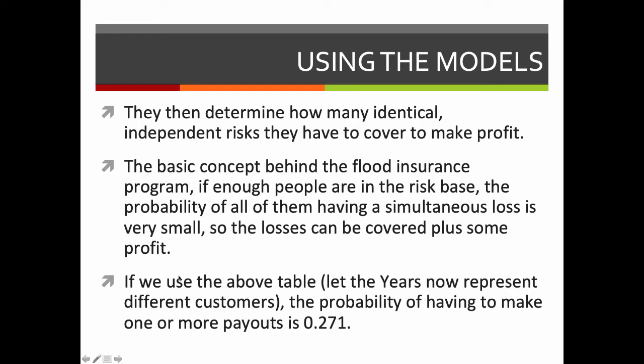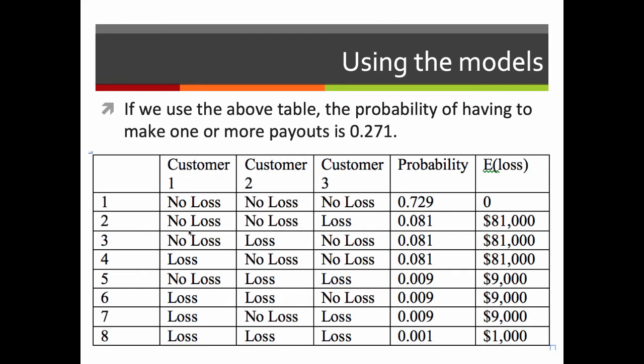If we were to use the above table, so let the years now represent different customers, the probability of having to make one or more payouts is 27%. So here we have customers 1, 2, and 3, and for us as the insurance company, the most desirable outcome is nobody incurs a loss. We have a 73% chance of that happening. We have one loss, we pay out $81,000. We have a different customer, $81,000, a different customer, $81,000.